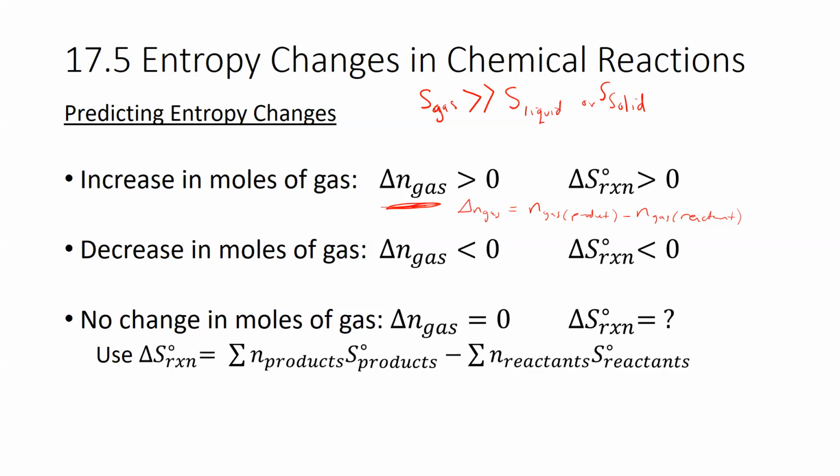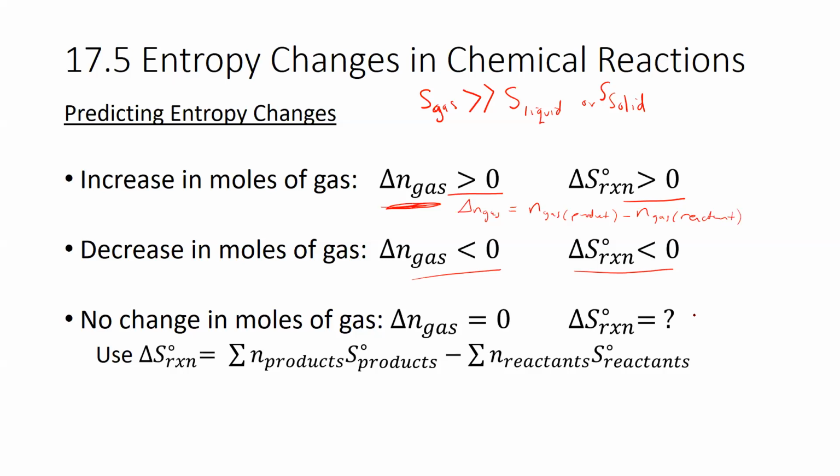So if you have a delta n gas that's positive, right? A positive value for delta n gas means that your change in entropy of the system or of that reaction is going to be positive. If you have a negative delta n gas, well, then you're making fewer moles of gas in the reaction. So if you have fewer moles of gas on the product side than you did on the reactant side, you're going to have less entropy after the reaction occurs because you've made less gas. And so you're going to have an entropy of the reaction that's negative.